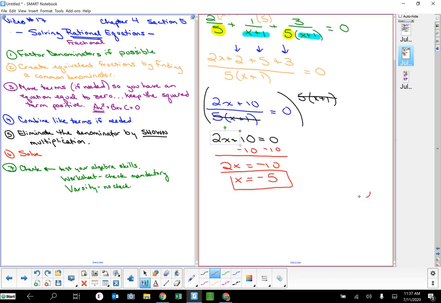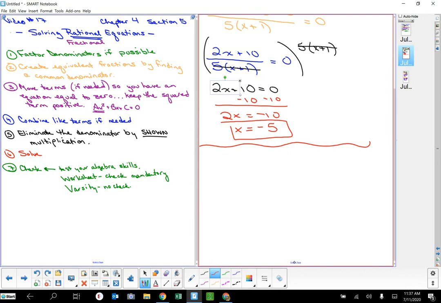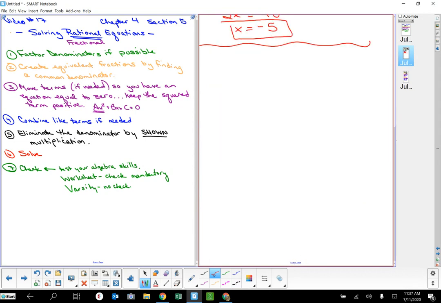Let's go through our check process here. Let me get more space on the page. Okay, so we're going to check: rewrite the original problem, which was 2/5 plus 1 over x plus 1 plus 3 over 5x plus 5 equals 0. And I'm going to let x equal negative 5. So I don't need to do anything to my first fraction. This one's going to be negative 5 plus 1 plus 3 over 5 times negative 5 plus 5 equals 0.